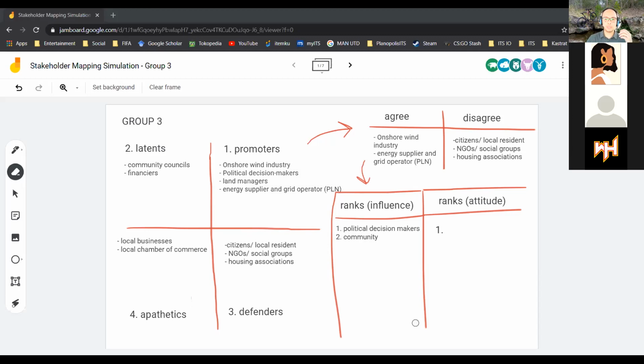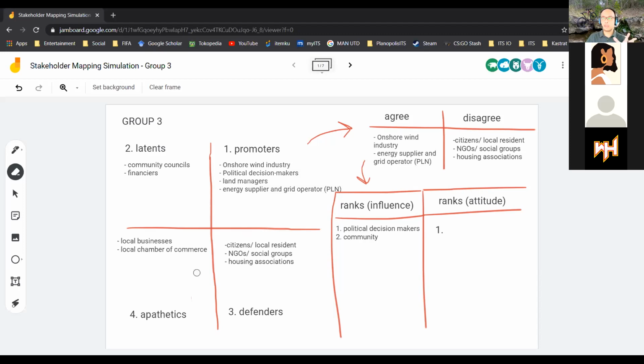I for one thought that the National Electric Company might oppose the idea of them having a competition as the energy supplier. But as you mentioned, they will manage distribution and so on. So yeah, thank you for that. That's a very interesting take. Those who might disagree: the citizens for whatever reason, social groups and housing associations.